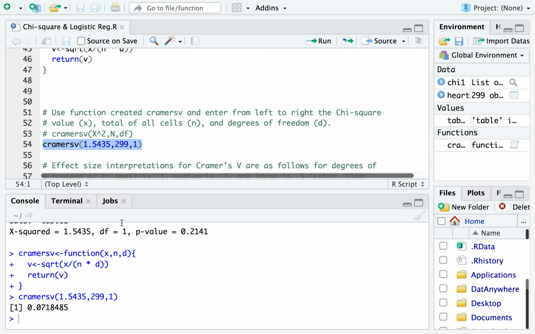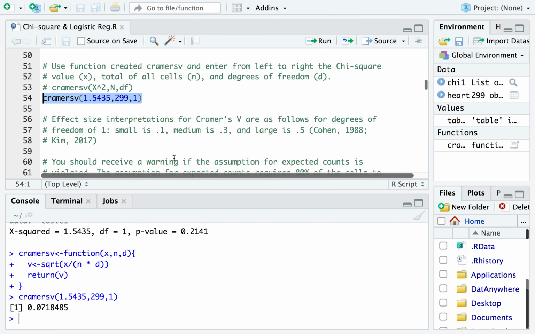So I can run it, and you can see it's 0.07. For Cramer's V, anything below 0.3, I would say, is suggested to be very small, like between 0.1 and less than 0.3. It should be at least 0.3 for it to have a medium effect size.